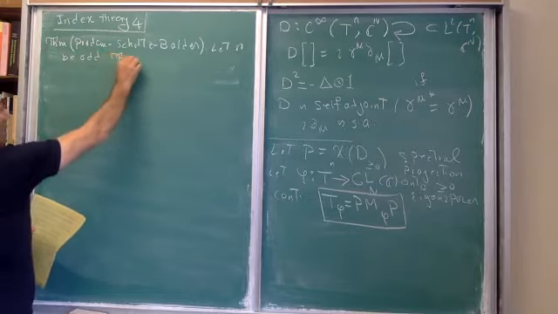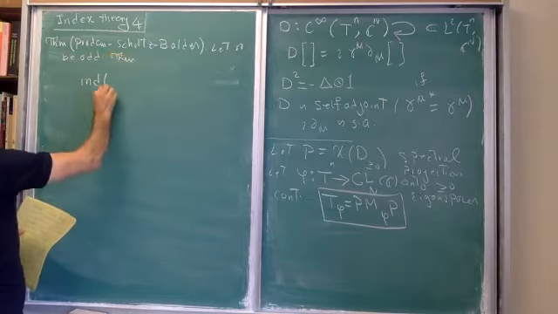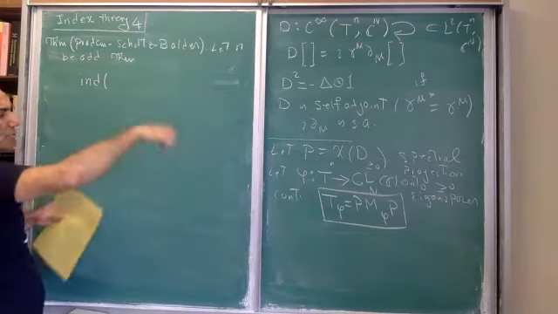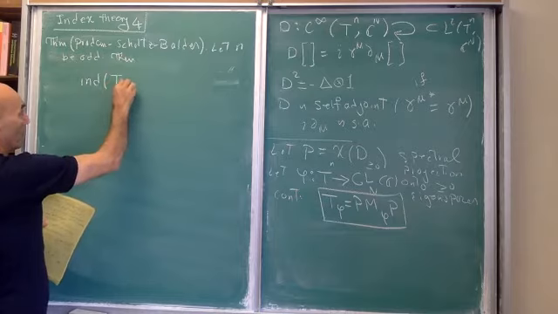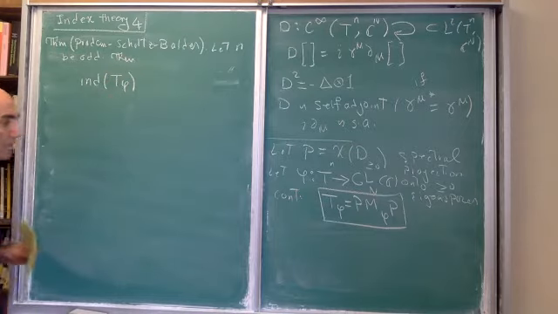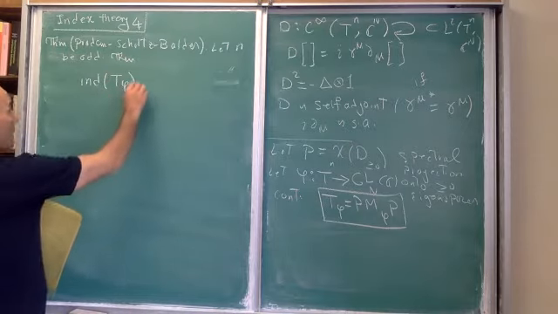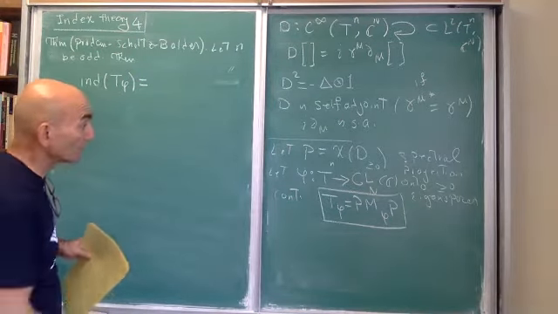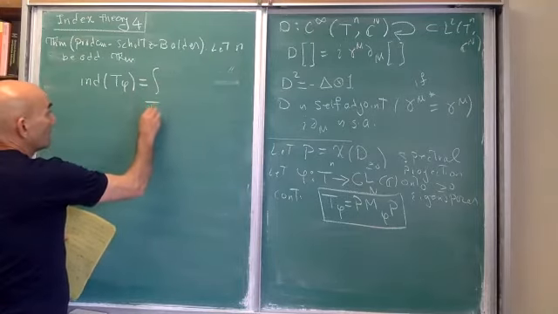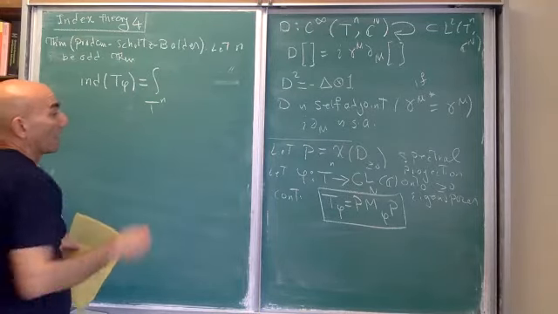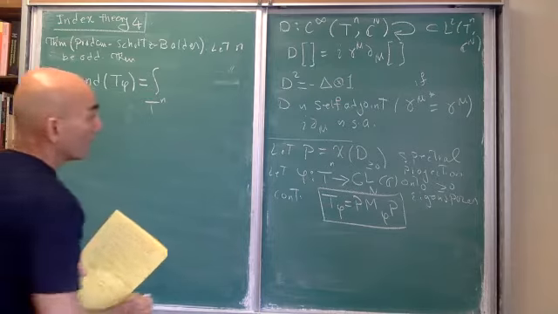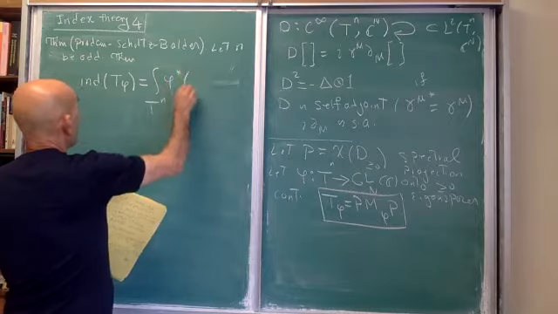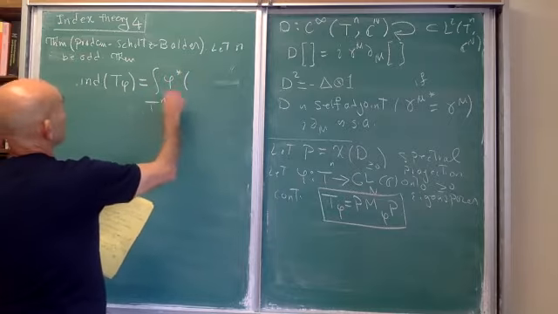Then the index of this operator T phi, again, is a Fredholm operator. You can work like before and show that this Toeplitz operator is equal to the integral over Tn of the pullback of C2n minus 1.